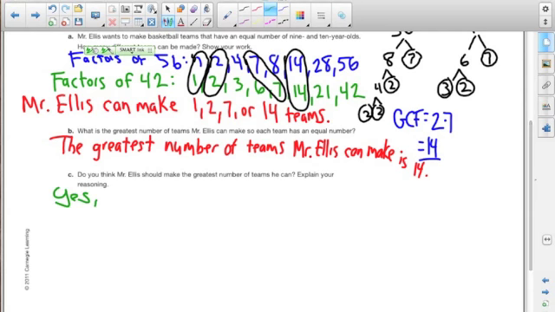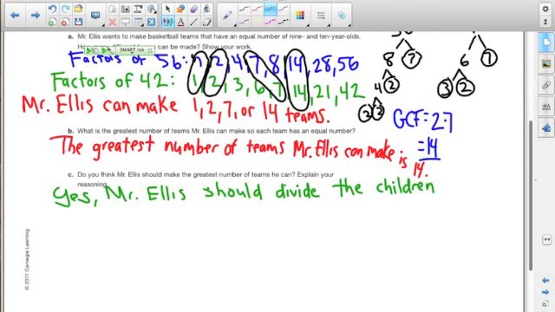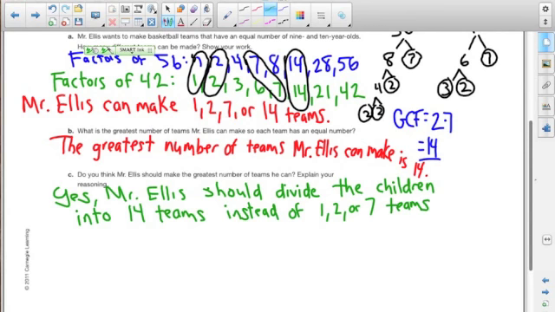Okay, and then part C is asking, do you think that he should make the greatest number of teams? Okay, I said yes. I think Mr. Ellis should divide all of the children into 14 separate teams, and here's why. It makes the most amount of sense. First of all, one big team's just not going to work. Kind of have all 98 of them go, okay, here, go play basketball. That won't work. And two big teams, there's just too many kids to be able to play basketball.